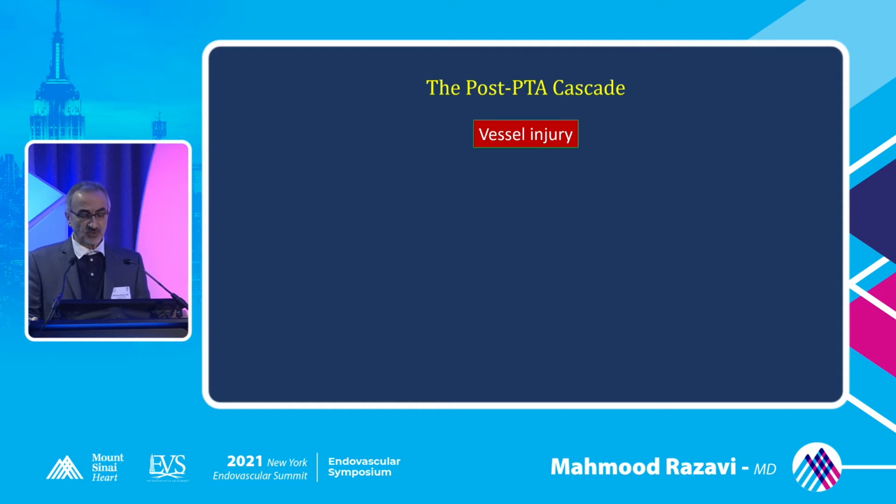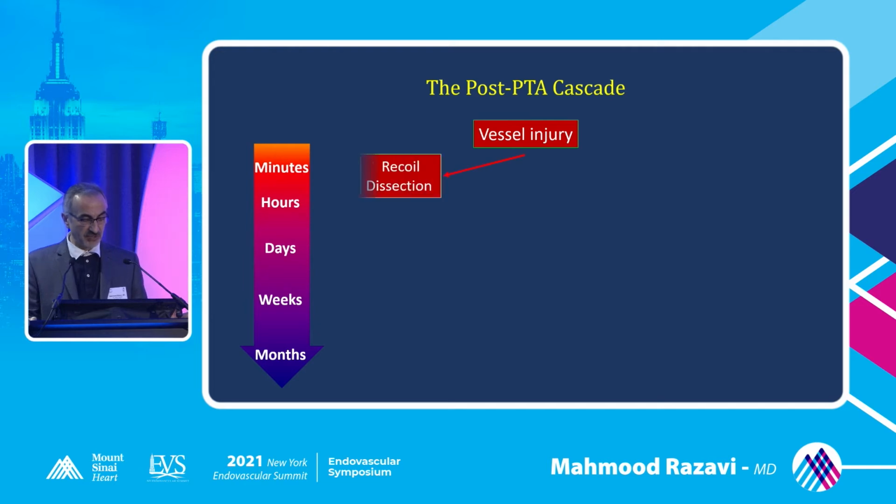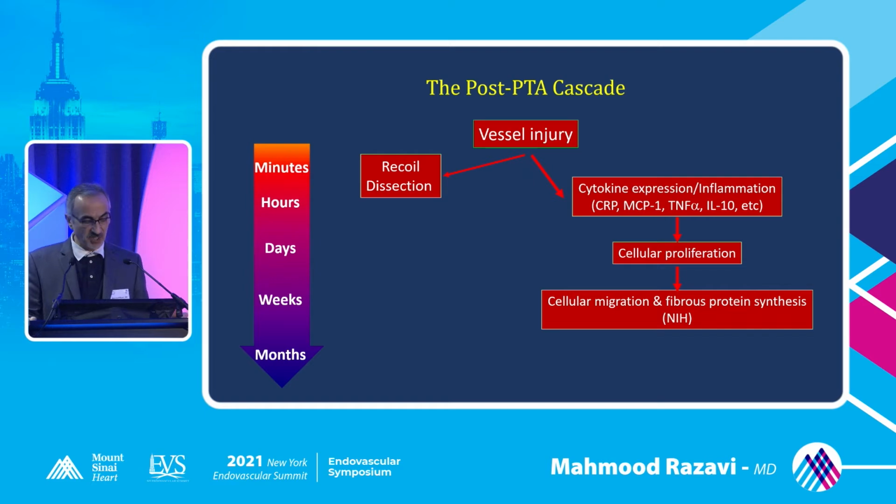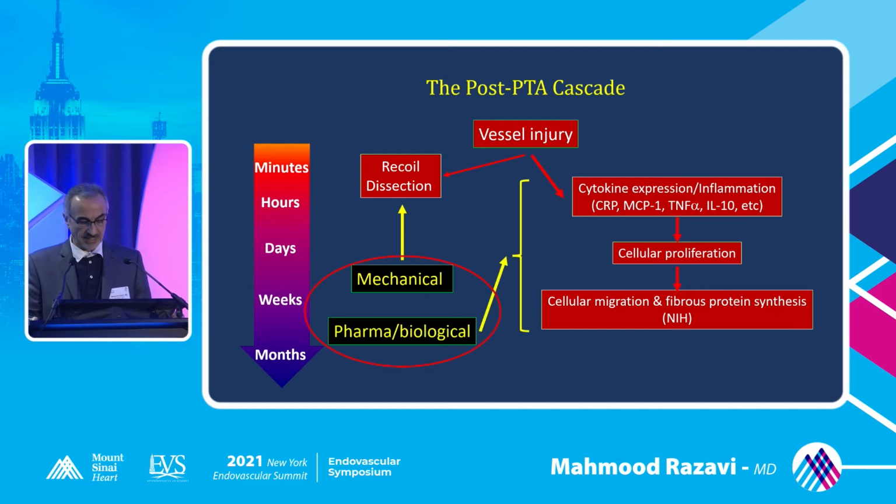A drug-eluting stent. So this is not an uncommon situation. Now if we look at the post-angioplasty vessel injury cascade from minutes to months, early on recoil and dissection predominate. And of course, then you get the inflammation, which is a matter of hours, all the way down to the cellular proliferation and migration, which is the typical neointimal hyperplasia. Now, for recoil and dissection, the solution is mechanical. The restenosis is pharmaceutical and biological. So it's got to be a combination of those two. And when you look at it, drug-eluting scaffolds are the way to go.